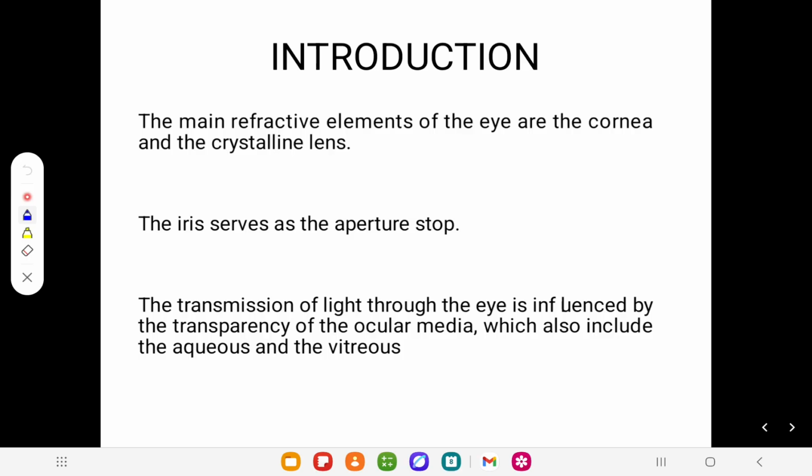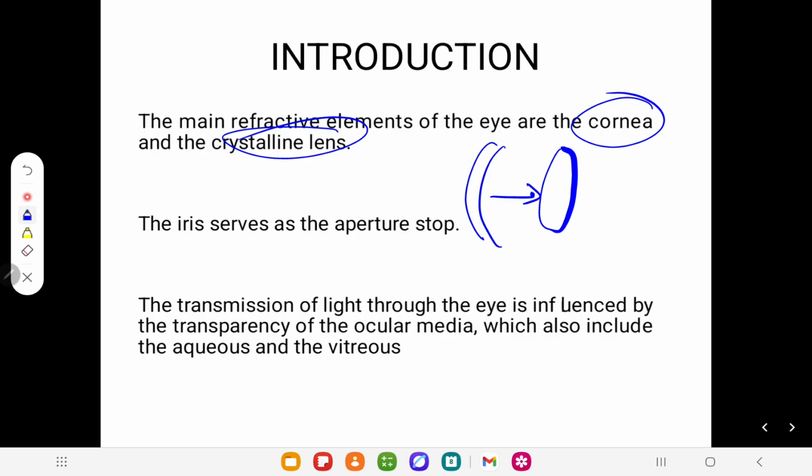Okay, the main refractive elements of the eye are definitely the cornea and the crystalline lens, and one thing we must not forget is the distance between the cornea and the lens, isn't it? It's important because it creates a difference in total power. If the distance between the lens and cornea differs, the total power of the whole eye differs.